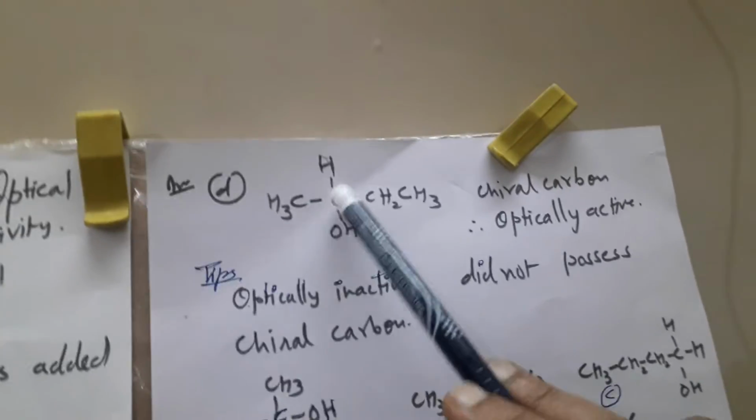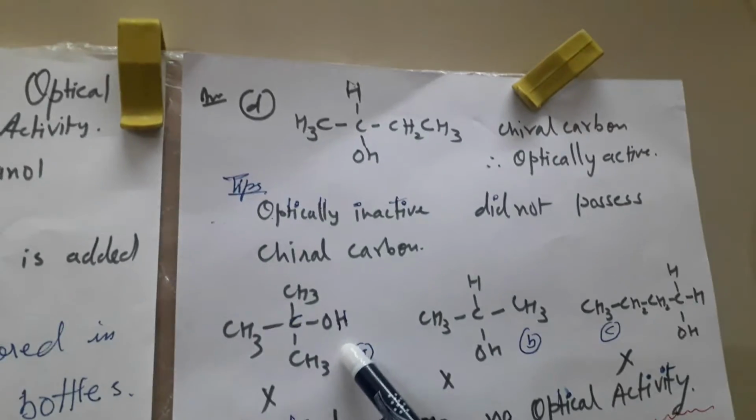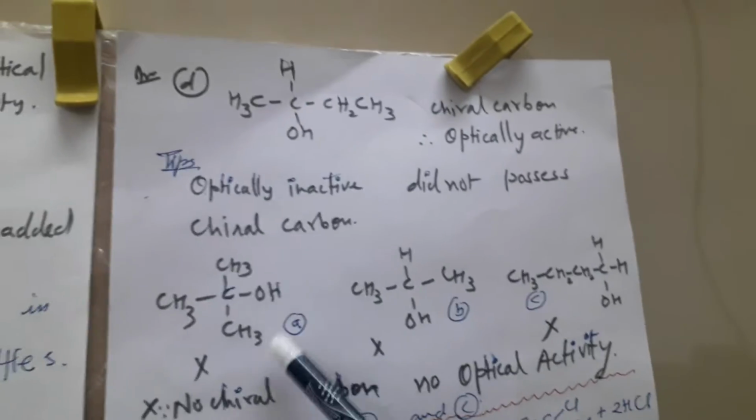So see here, in this case first of all we have to write all the structures. Here, this is tert-butyl alcohol. I have written the correct answer first, so see the tert-butyl alcohol: no chiral carbon, all the three groups are the same, so it will not show optical activity.